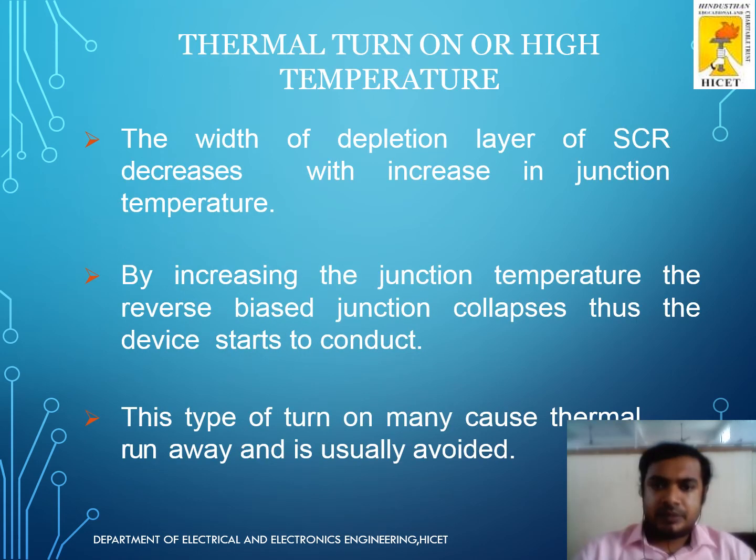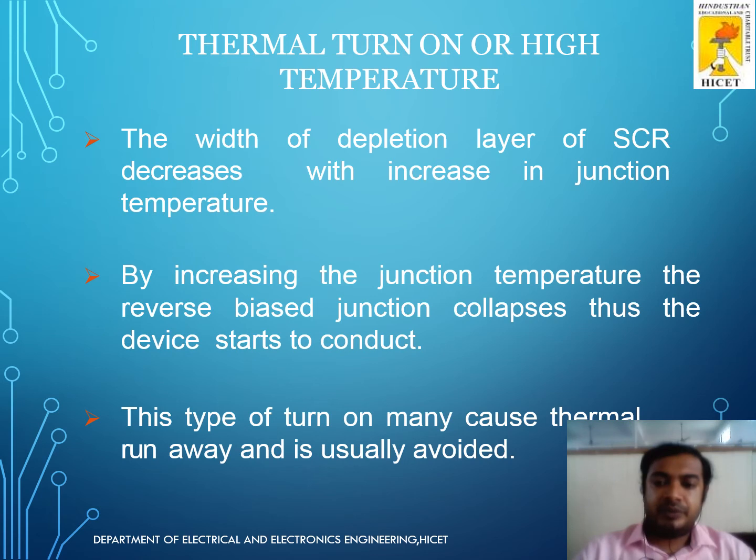Let's see about thermal turn on or high temperature triggering. The width of the depletion layer of the SCR decreases with an increase in junction temperature. By increasing the junction temperature, the reverse biased junction collapses, thus the device starts to conduct. We all know that in forward blocking mode, J1 and J3 junctions will be in forward bias condition, and the J2 junction will be in reverse bias condition.